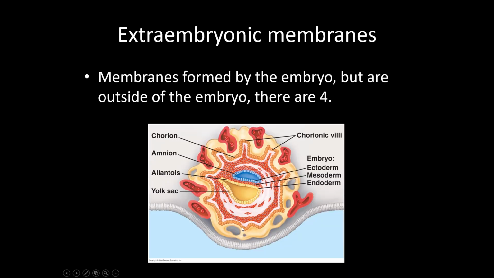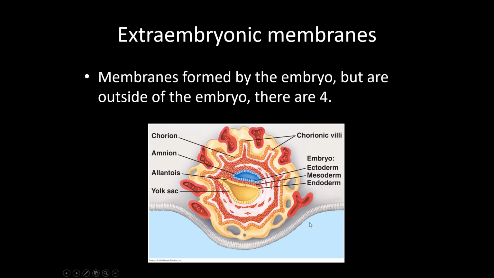Extraembryonic membranes are membranes that the baby makes, but they're not actually part of the baby. They're layers that are outside of the baby that help with the development of the baby while the baby is in utero still. There's going to be 4, and one of them we've already talked about, the chorion.